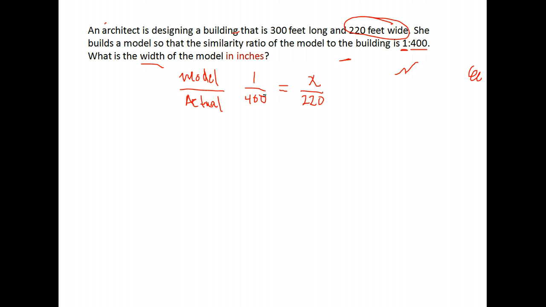So set up your ratios. 1 to 400 should equal x to 220. You want to solve that, so we go ahead and cross multiply. 220 times 1, leave the equal sign in the middle, equals 400x. So we have 220 equals 400x. We want to finish solving that. We have 400 times x, so to solve we do the opposite, and we divide both sides by 400.